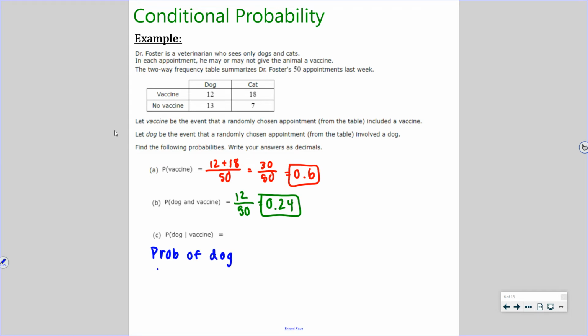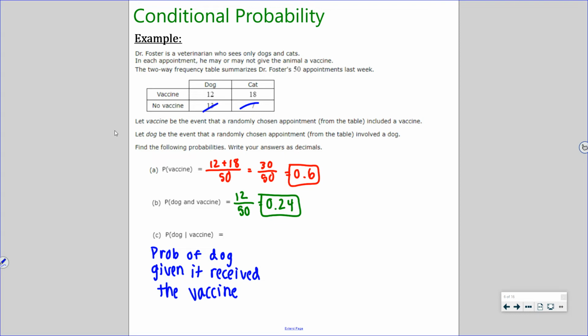I'm just going to write that out. Given... okay, so basically what this eliminates from my total possible outcomes are these ones. We know that it received the vaccine.